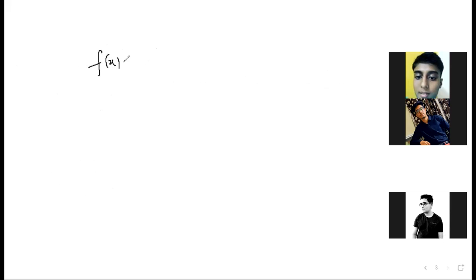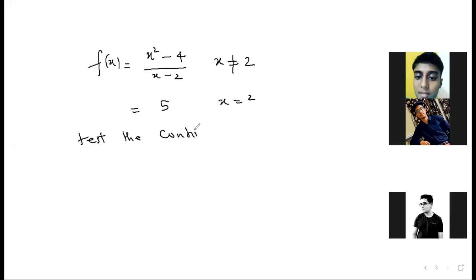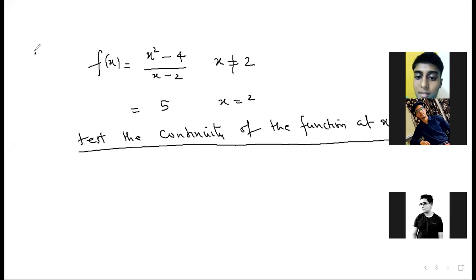f of x equal to x square minus 4 upon x minus 2 for x not equal to 2, is equal to 5 for x equal to 2. Test the continuity of the function at x equal to 2. Have you written the question?